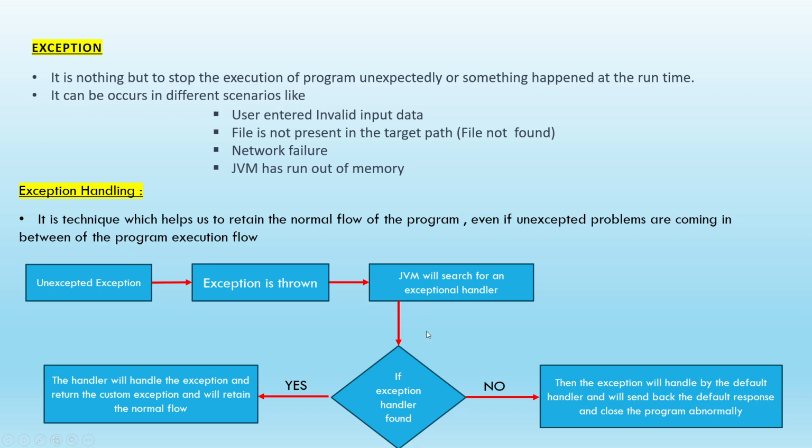For example, if you see the diagram here, an exception occurs, it will be thrown. JVM will search for an exception handler. And in our code, have we configured any exception handler, yes or no? If yes, then the handler will handle the exception, return the custom exception and retain the normal flow. If the exception handler is not configured in our application, then the exception will be handled by the default handler, which will send back the default response and close the program abnormally. Like not smoothly, it will close the program. We will go through this example.